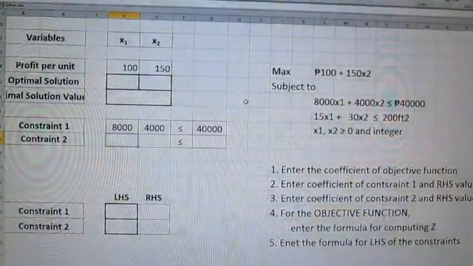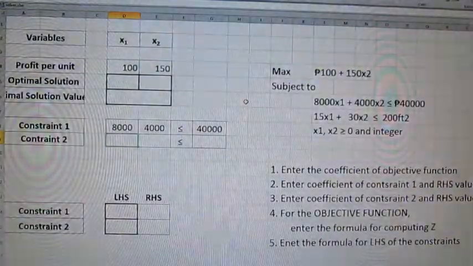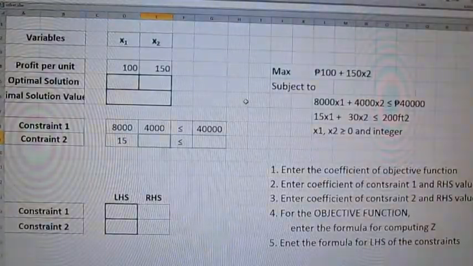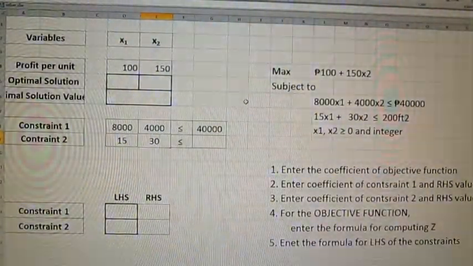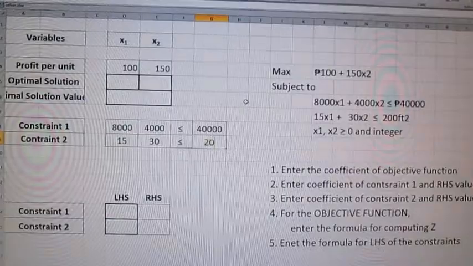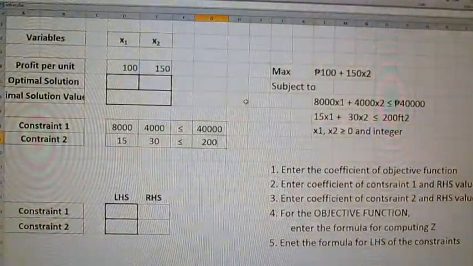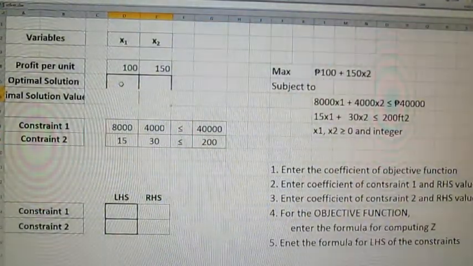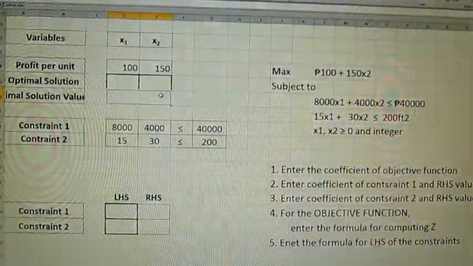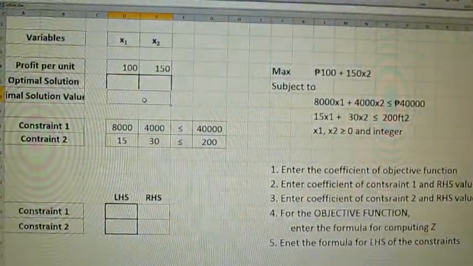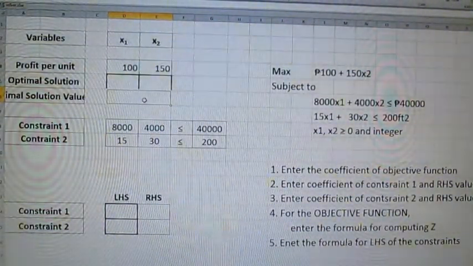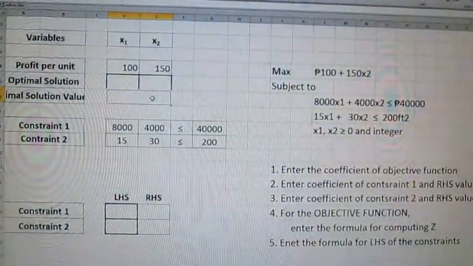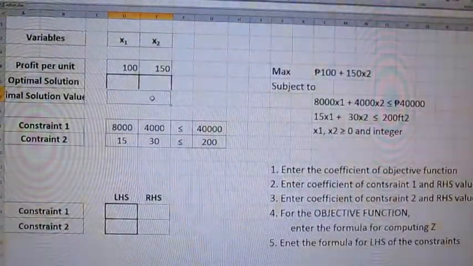Third, enter the coefficient of constraint 2 and the right-hand side value. Constraint 2 is 15x sub 1 plus 30x sub 2 and the right-hand side value is 200 square feet. For the objective function, enter the formula for computing the z. So what's the formula for computing the maximize problem?